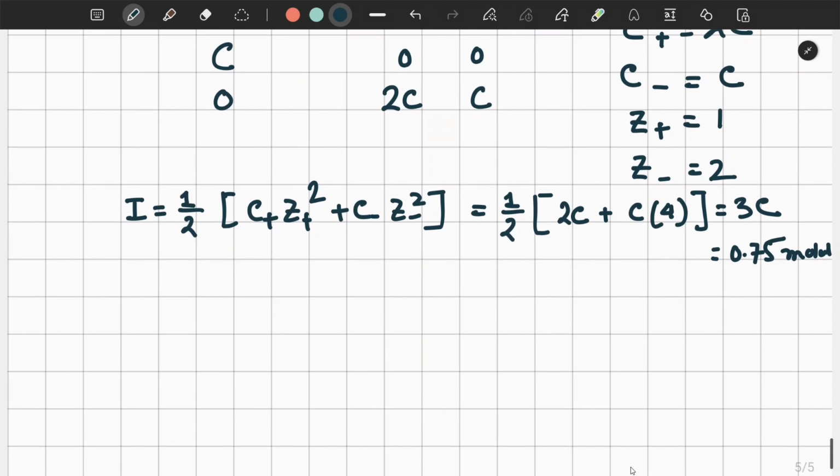Yes. Now can you guess the next one? 0.2 molal of BaCl2.